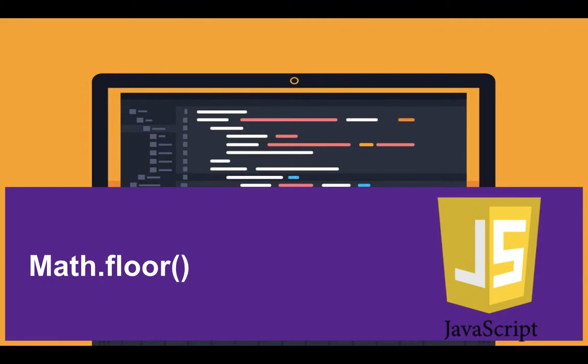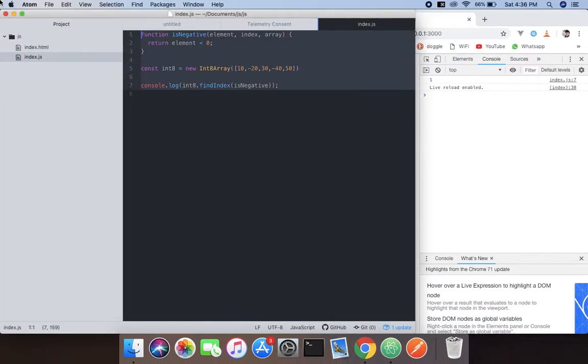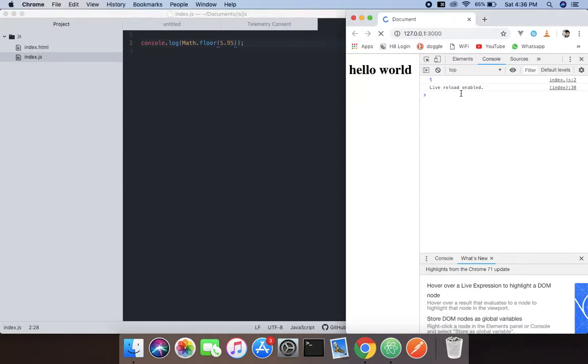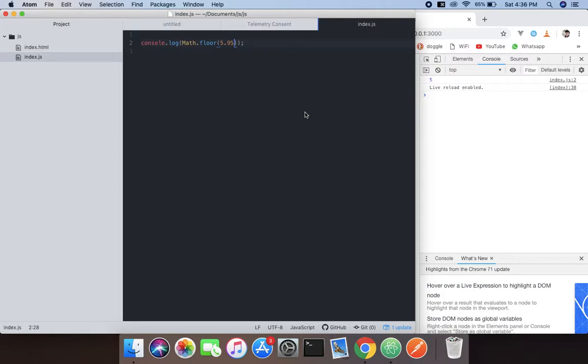Like, if I give Math.floor 5.95, what it does is change it into 5. See, this is all it does, it gives you the rounded-down number of that. So this is the function of Math.floor.